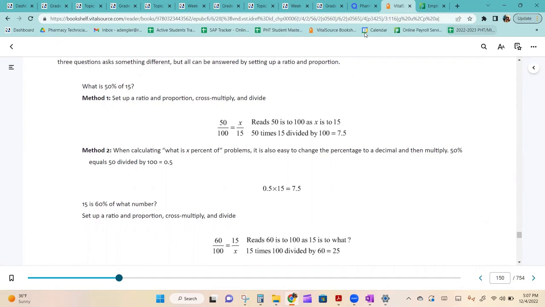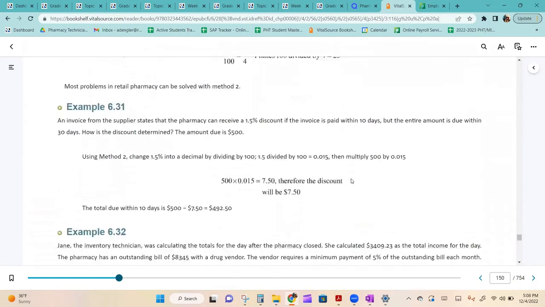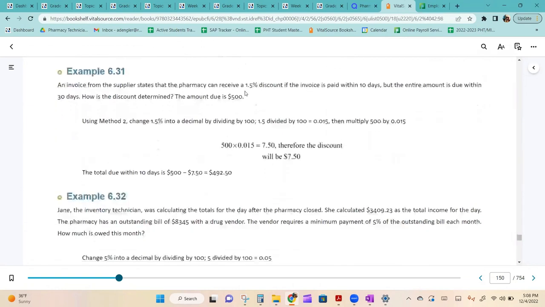and then multiply. So 50% equals 50 divided by 100. Remember from the beginning of this video, to change a percent to a decimal, all we need to do is divide by 100. So here they have taken the 50% and divided by 100 and got 0.5, and then they just did 0.5 times 15. So now going down to this example, most problems in retail pharmacy can be solved with method 2.